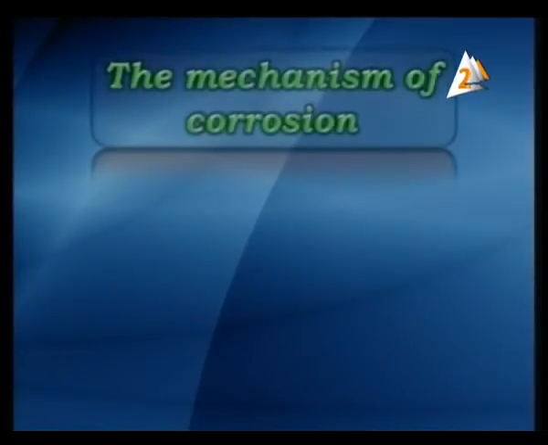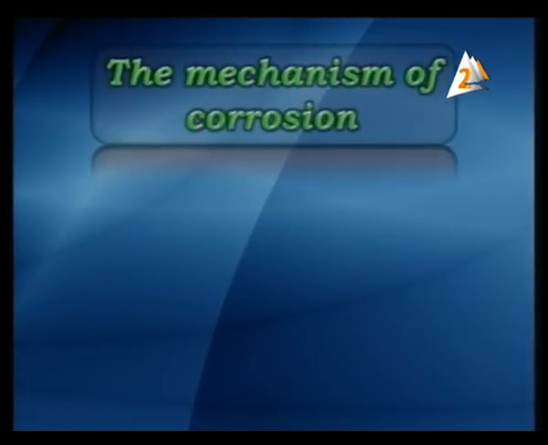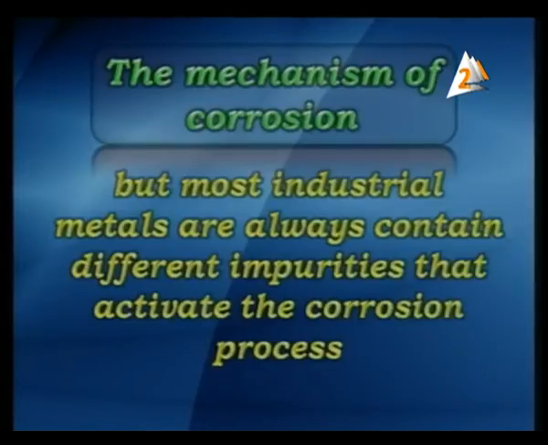My lovely students, what about the other part of the mechanism of corrosion? Most industrial metals always contain different impurities that activate the corrosion process. Concentrate with us very well. Industrial metals always contain what? Different impurities that activate the corrosion process, the process which makes a big loss of money for the world.